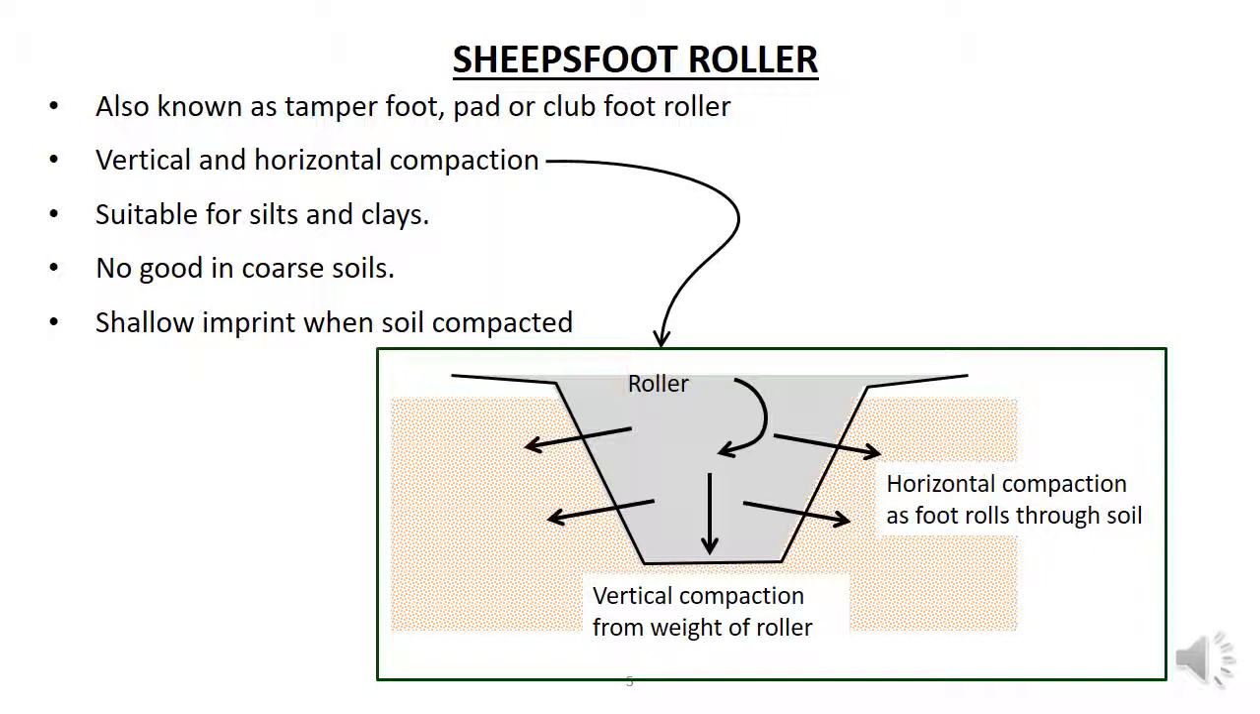However, the feet can usually not penetrate a coarse soil mass and are not much use for these types of soils. The imprints from the roller get shallower as the soil gets more compact. When there are just shallow imprints, then the soil is compacted.